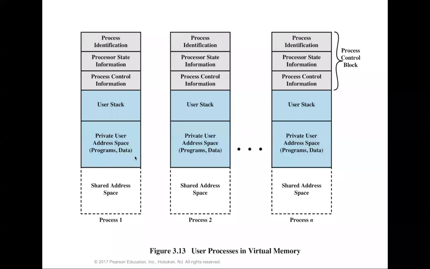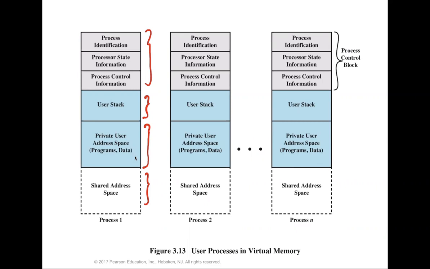So as we can see in this figure, the recommended structure for a process image right now, if we look at it in a virtual memory, what can we visualize the process image would be? Each process image would consist of a process control block, and in addition to a user stack, and in addition to the private address space, and space for other shared, like shared space with other processes.